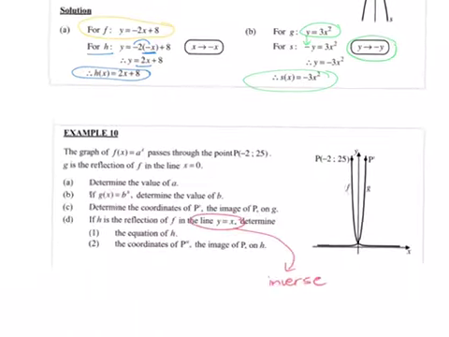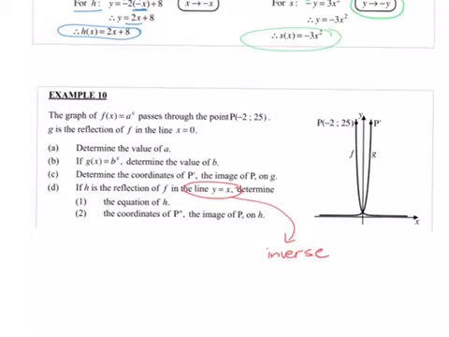Then for example 10, it says the graph of f of x equals a to the power of x. So it's an exponential. It passes through the point negative 2 and 25. g is a reflection in the line x equals 0. That means it's the y-axis that it is reflected in. So our x's have become negative. So let's just highlight these. Our f of x is this one, and the g of x is that one.